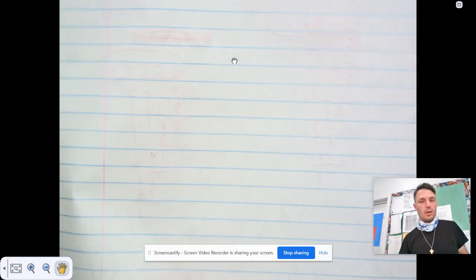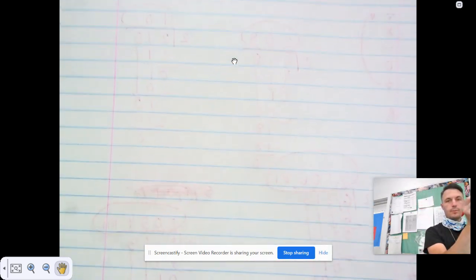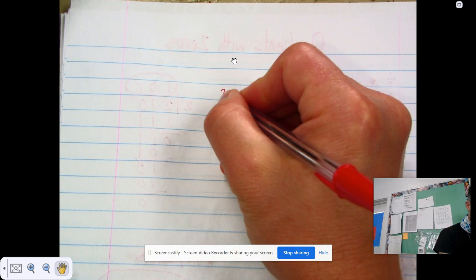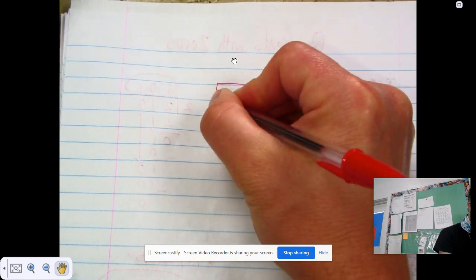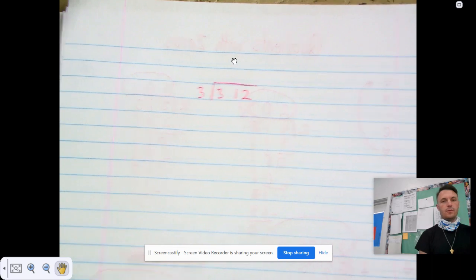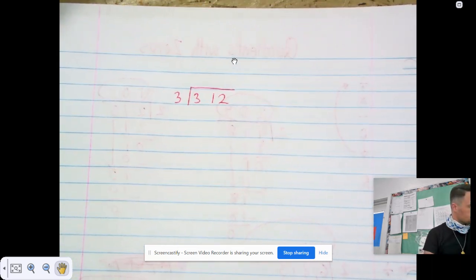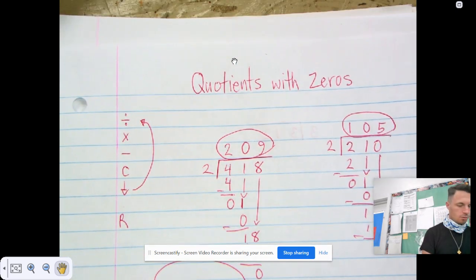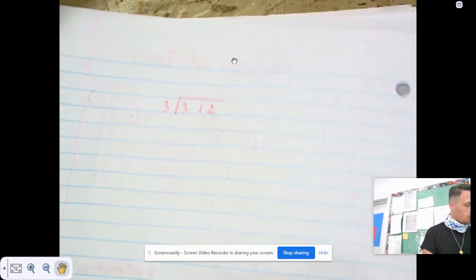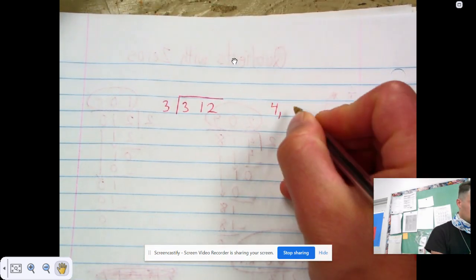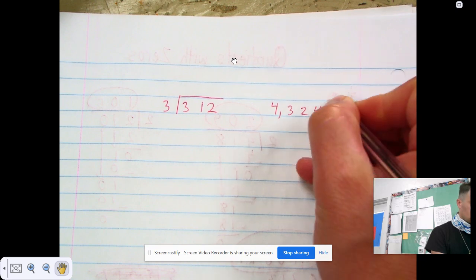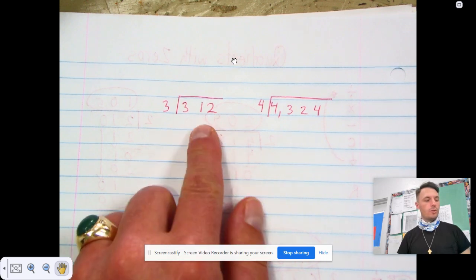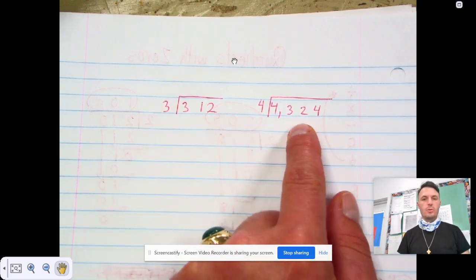Okay? Now for your independent work, I'd like you to do these problems. Go ahead and do 312 divided by 3 for your first independent problem. And then also do 4,324 divided by 4. Those are your two independent problems, okay? 312 divided by 3 and 4,324 divided by 4.